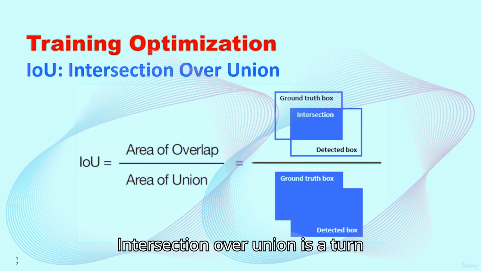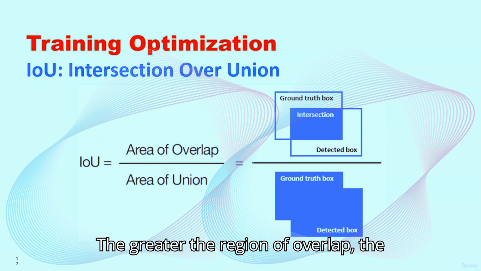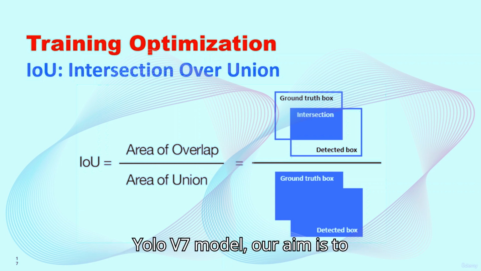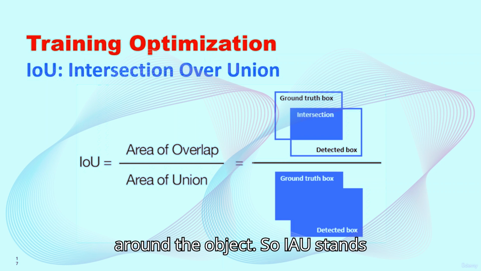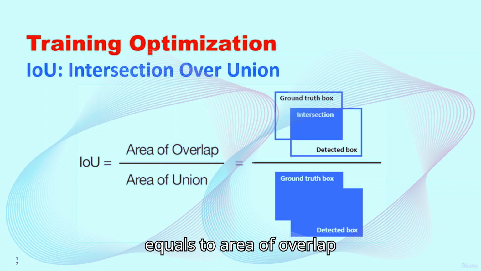Intersection over union is a term used to describe the extent of overlap of two boxes. The greater the region of overlap, the greater the IOU. When we train our YOLO v7 model, our aim is to output a box that is perfectly around the object. So IOU stands for intersection over union, and it is equal to area of overlap divided by area of union.